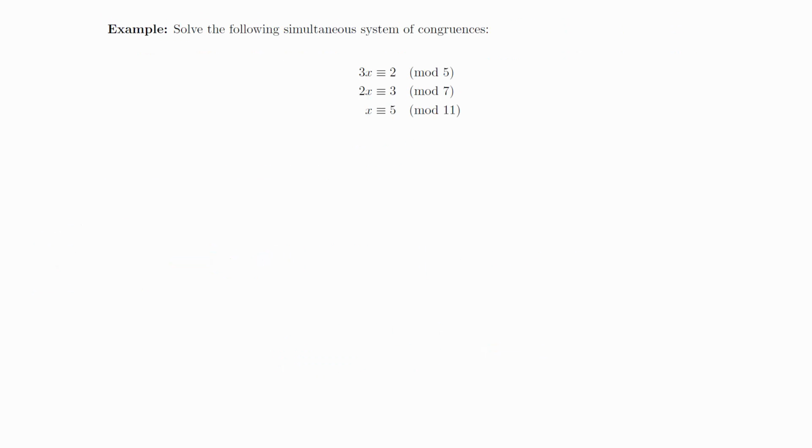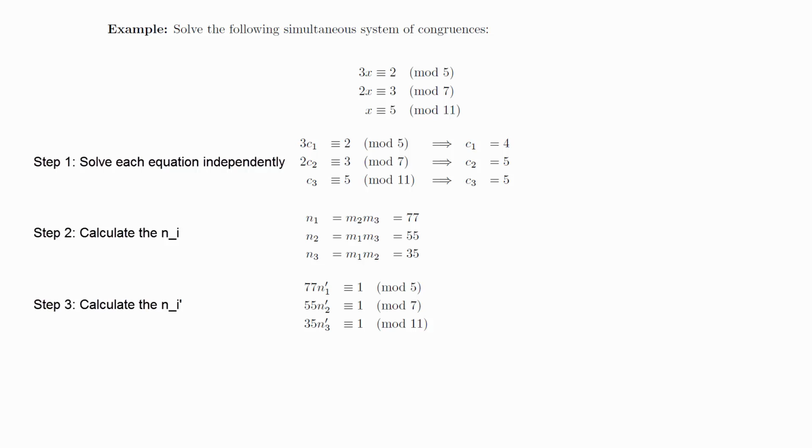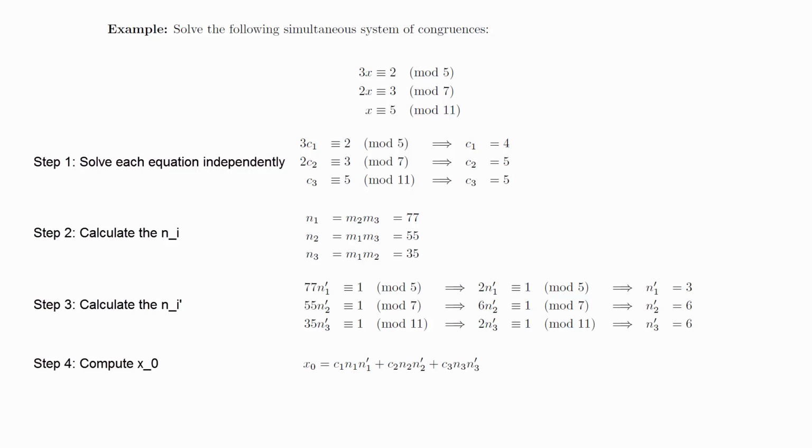Example: solve this system of simultaneous congruences. The first step is to solve each equation independently and label the solutions as Ci. If needed, you can use the Euclidean algorithm to do this, but if the numbers are small like these, this can often be done by inspection. Next, we calculate the ni. Recall that ni is the product of all the moduli except for mi. For each of these values, we need to find the inverse modulo mi. Remember that we can reduce these numbers before finding those inverses. We can now build the number x0 using the formula. While this answer is sufficient, it's often helpful to reduce this modulo capital M to get a smaller solution.